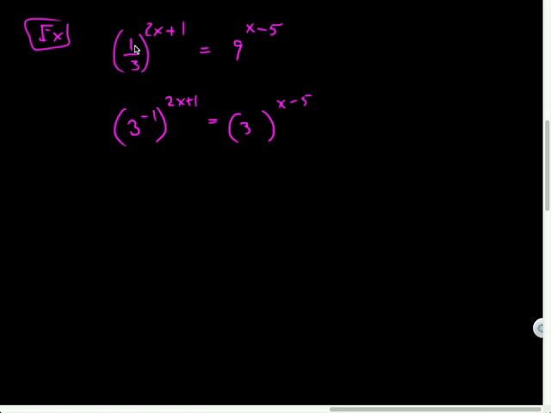-1 would flip that upside down and make it 1/3. And 3 to what power is 9? 2, right? And now I've got to be careful here. What do I do with these exponents? Multiply them. So -1 multiplied by this whole thing, I'm going to have to distribute it. And 2 times this whole thing, I have to distribute that. That's a place where sometimes students forget to distribute. So that's 3 to the -2x minus 1 equals 3 to the positive 2x minus 10.